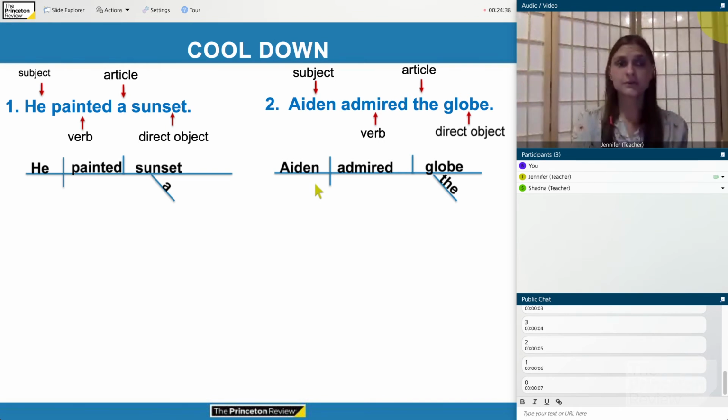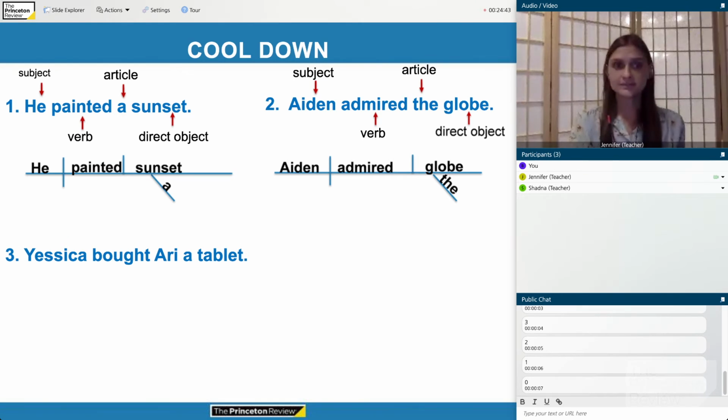Okay, last 2. Jessica bought Ari a tablet. So our subject, Jessica, bought is the verb. And we've got a lot of words there, being as we've only done subject verb object. You can probably anticipate that you've got 2 objects here. But you've got to figure out which is the direct and which is the indirect. So Jessica bought what? She bought a tablet. So tablet is going to be the direct object.